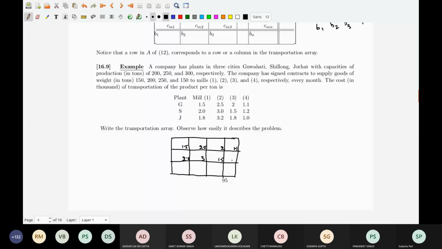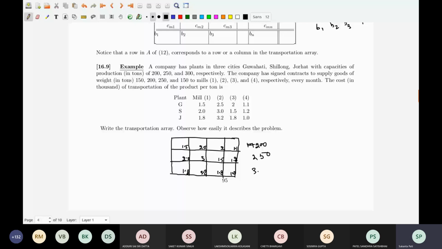1.2. Do a bit bigger table so that your writings would be easily visible. This one is 1.8, 3.2, 1.8 and 1.0. That is fine. And you have to write the total availability. Total availability at this one is, sorry, not 1.1. What is the total availability? Sorry, 200. Total availability 250, and total availability here is 200, 300. That is the total availability.